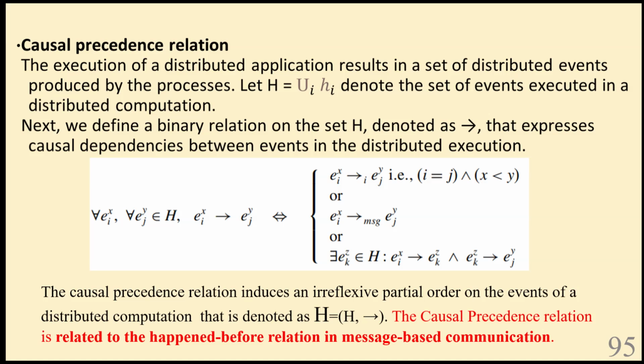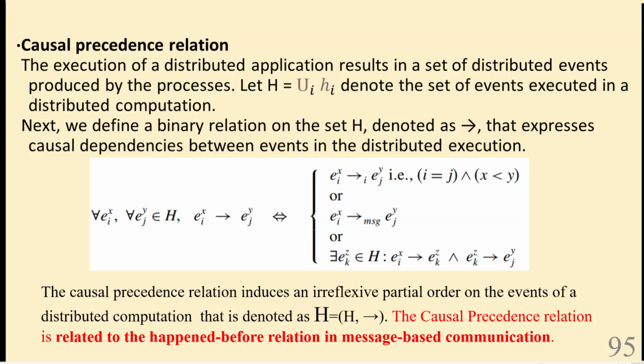Then the second rule is the message rule. That is, if P1 sends a message M to the network and P2 receives it, then the send happens first and the receive second. A message must be sent before it can be received. That is the message rule. Then we have the transitive rule. Suppose A happens before B, and B happens before C, then A happens before C, exactly like in maths. Example: first you wake up, you brush, you go to college. Only if you wake up will you go to college, something like that.